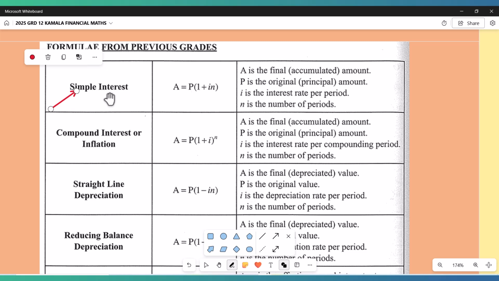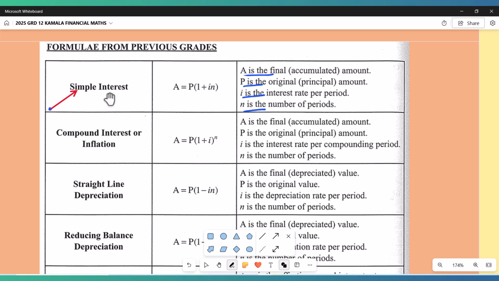And the formula is A equals P times (1 plus i times n), whereby A is the final amount, P is the original amount or the principal, i is the interest rate per period, and n is the number of periods, okay?